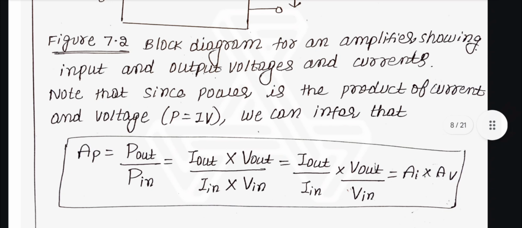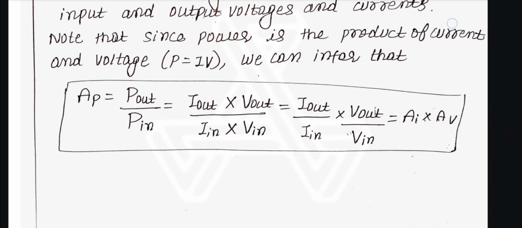Block diagram for an amplifier showing input and output voltages, with I in, V in at the input and I out, V out at the output. AP is equal to P out by P in. That is, I out into V out by I in into V in, which is I out by I in into V out by V in. That is equal to AI into AV. AP is equal to AI into AV.